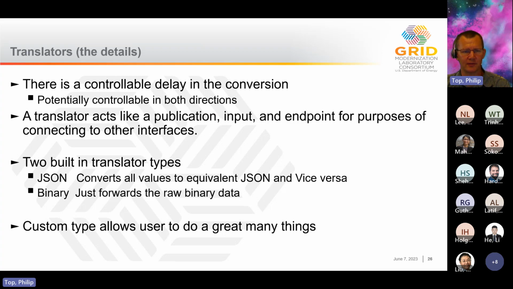There's two built-in types, including a conversion to a JSON type and a binary one, which just forwards the binary data. And then there's custom controls, which allow a user to do just about anything they want to with respect to this. Any questions on filters and translators?